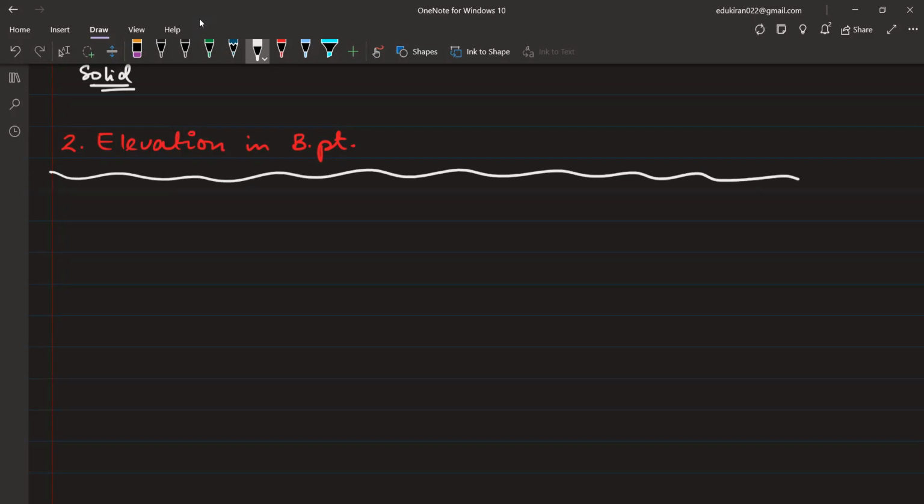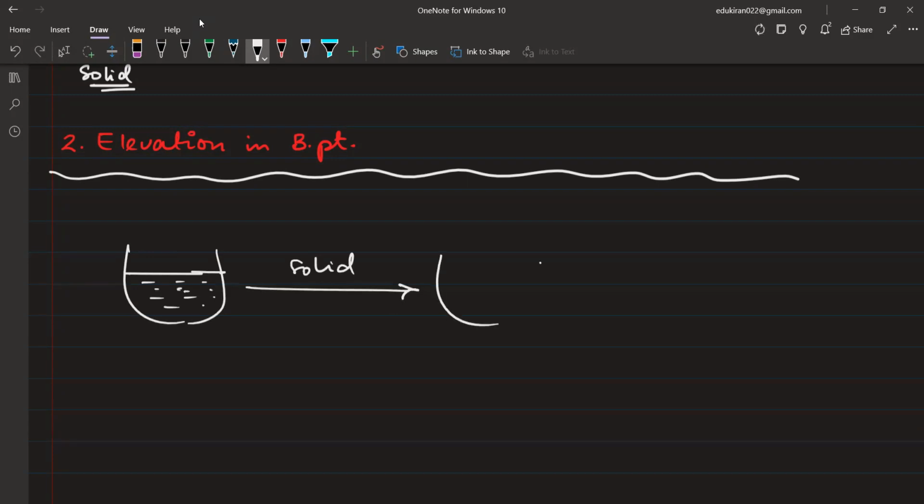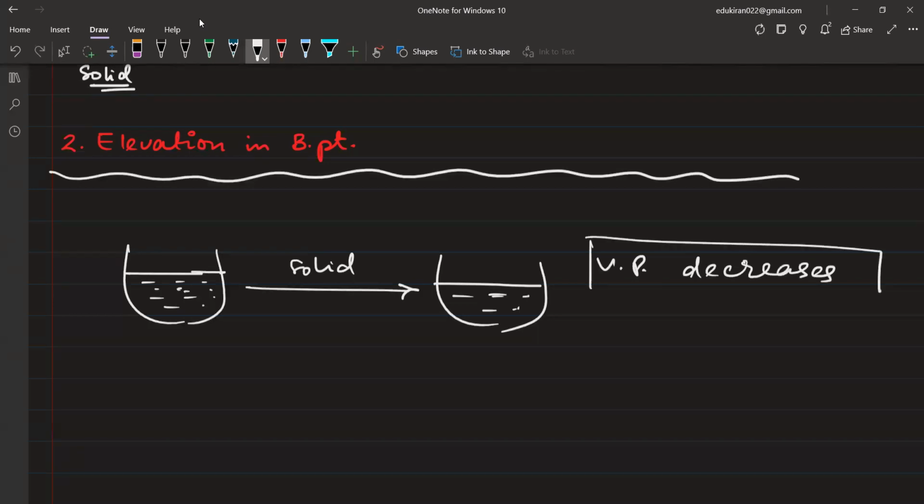You wrote elevation in boiling point. What we are adding inside the solution: this is pure liquid, and we are adding a solid solute. What happens when we add the solid solute? Vapor pressure decreases. When vapor pressure decreases, we'll have a smaller amount of vapor, so it will be difficult for the vapor pressure to reach 1 atm.